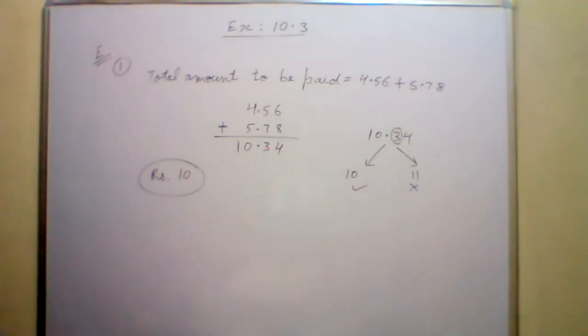Sir, in question number 2, we can write the statements like this: water bottle contains 80 liters and another jug contains 38 liters. Amount of water in bottle equals 45.78 liters. Amount of water in jug equals 38.65 liters. Okay, sir, I understood.